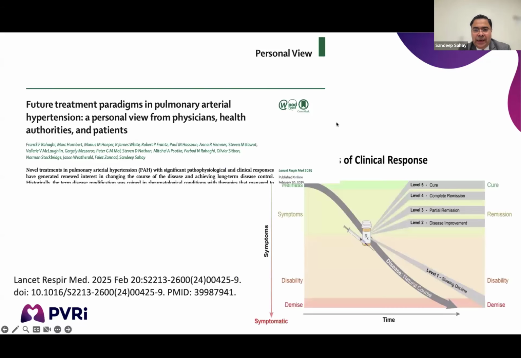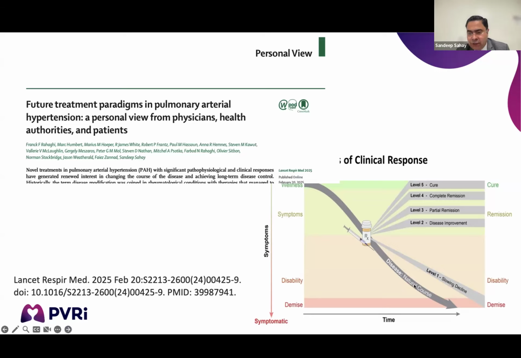I would like to highlight this manuscript which came out, I think, last month. It was a global work with disease experts along with the regulatory bodies and the patient representatives. We published this in Lancet. It was more of a personal viewpoint on what our future paradigm for treatment should be.